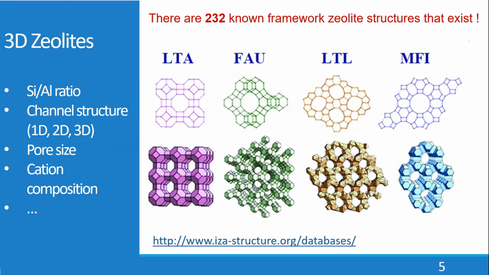And if you look at these different zeolite frameworks, we can see that they are very, very different. Why are they different? First of all, because of the Si to aluminum ratio. For example, there are several structures that are stable for a very small concentration of aluminum, or there are some structures that are stable within a very large range of the Si to aluminum ratio.